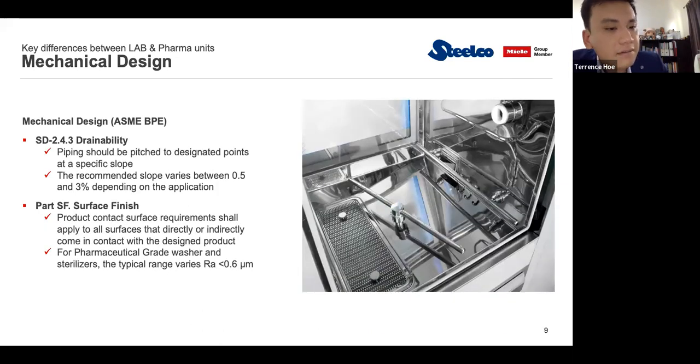And of course, the piping for this system has to be pitched to designated points at a specific slope. Example, the slope recommendation varies between 0.5 to even 3%. All the water has to flow continuously, straightforward, without retention in the system itself. The surface finish that directly or indirectly comes in contact with the product has to have lower surface roughness, example Ra less than 0.6 micrometer.